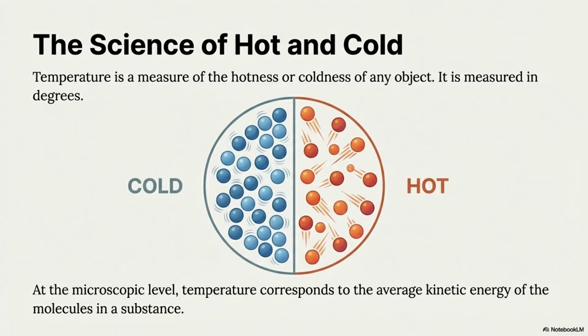At the microscopic level, temperature corresponds to the average kinetic energy of the molecules in a substance. Cold means the molecules are moving very slowly. If it is hot, the molecules are moving very fast, and then it is called a hot temperature. Understood, children?